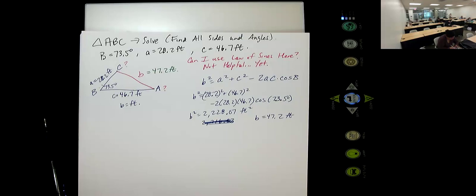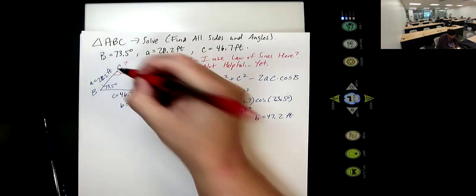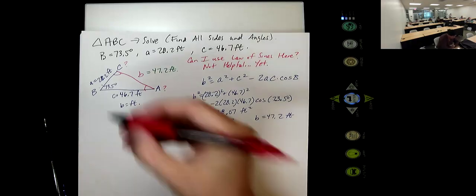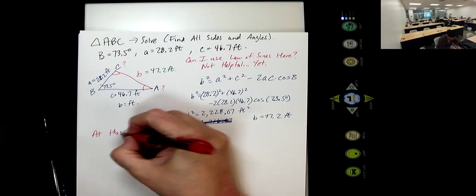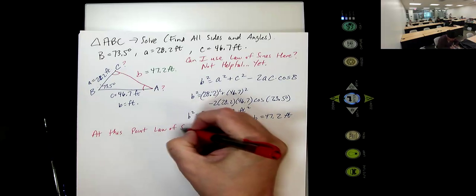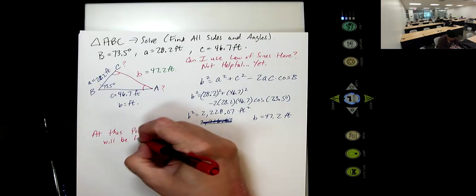Alright, so we still need to find angle A and angle C. So how do we choose which one to do and how do we go? At this point, law of sines works well. We'll be faster.